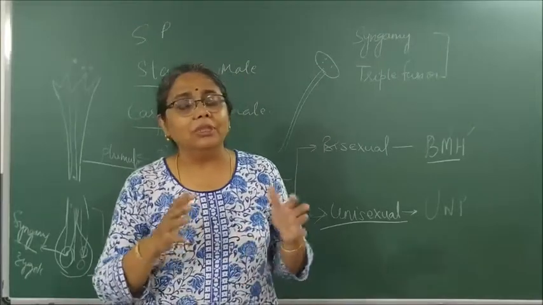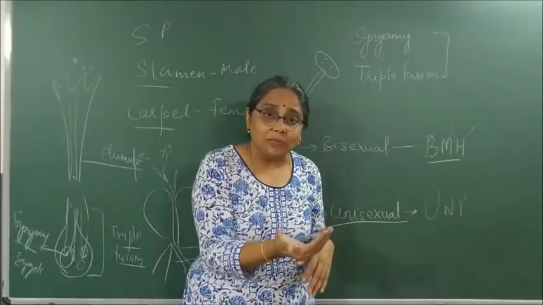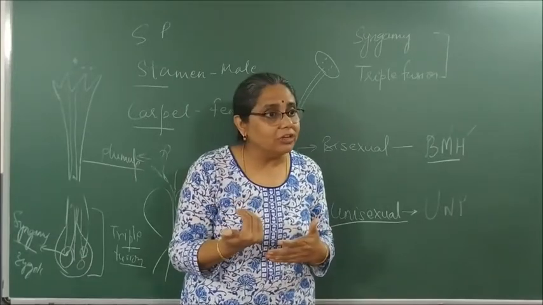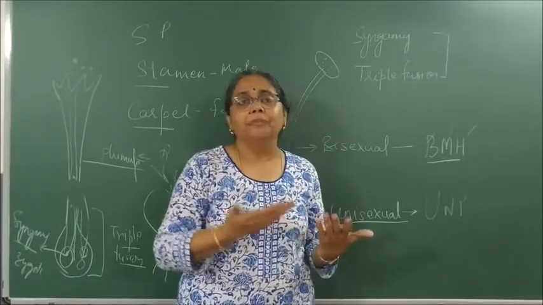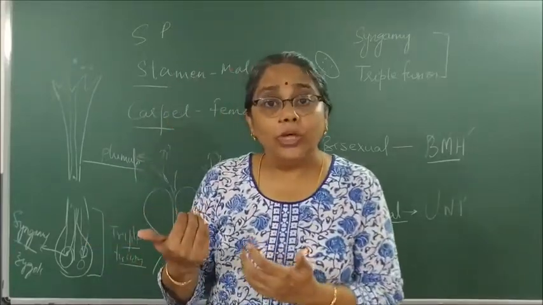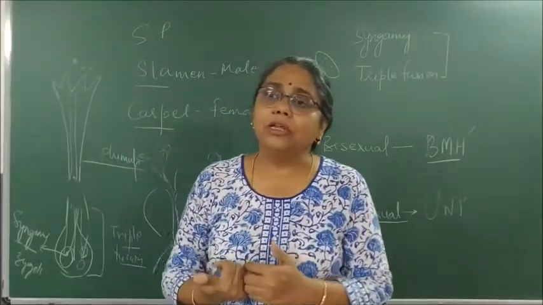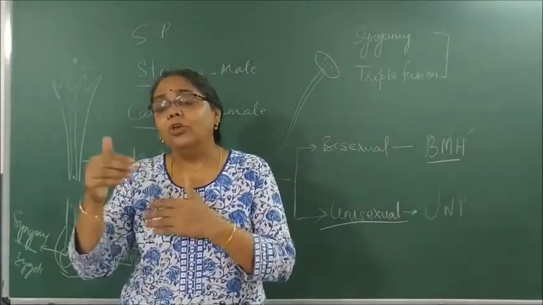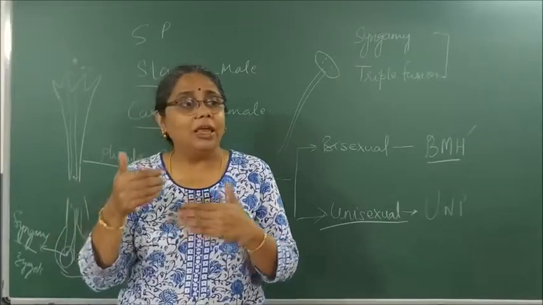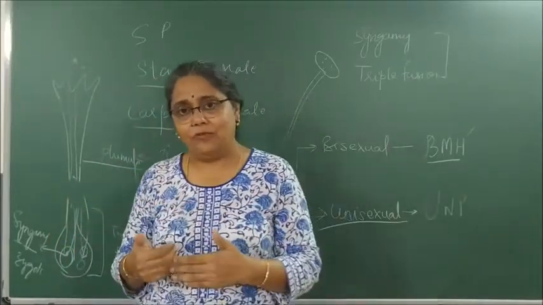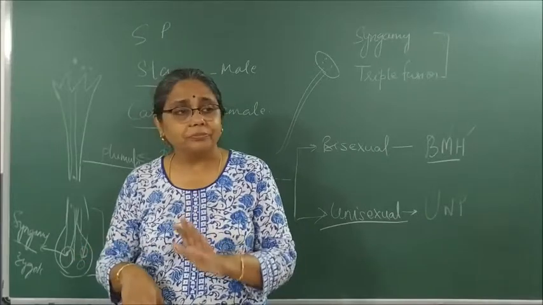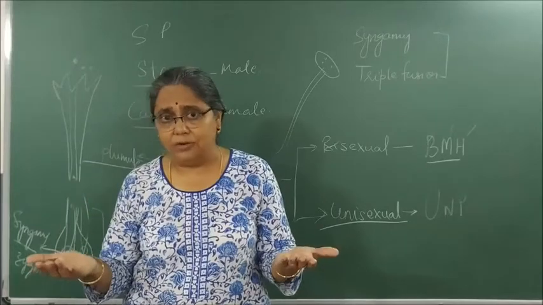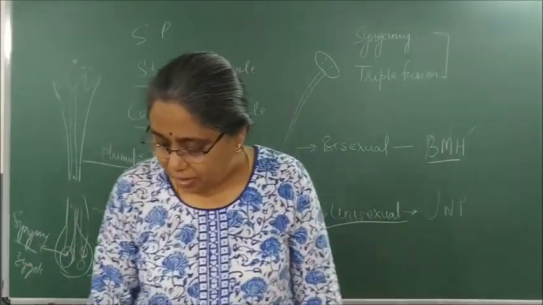Understood? So if the fertilization takes place outside the body of an organism, it is called what fertilization? External fertilization. If the fertilization takes place within the body of the organism, it is called internal fertilization. So in sexual reproduction, you have two types of fertilization, external fertilization and internal fertilization. Difference clear? Outside the body, external. Inside the body, internal fertilization. Fine?